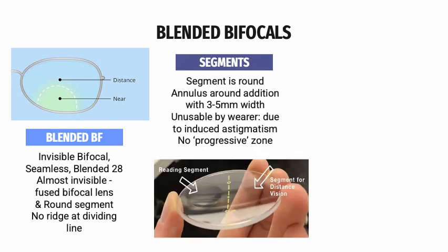The lens design is cosmetically the best looking lens of all the bifocals, showing virtually no sign of a segment. The blended area has an annulus around the addition with a 3 to 5 mm width. However, it is unusable by the wearer due to the induced astigmatism. There is no progressive zone in terms of refractive power. This blending range has a distorted perspective that can prove to be non-adaptable by some patients.